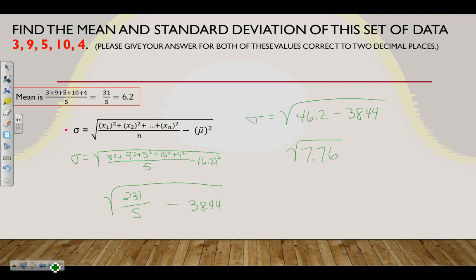So sigma, which is the standard deviation for this set, is equal to the square root of 7.76, which is sigma equals 2.785, and you round it to the second decimal place, which is 2.79. And that is how you'd find the standard deviation for a set of data.